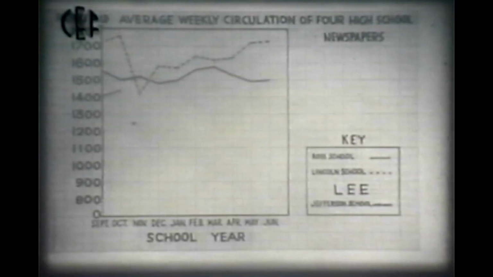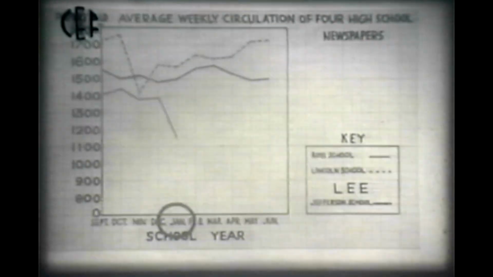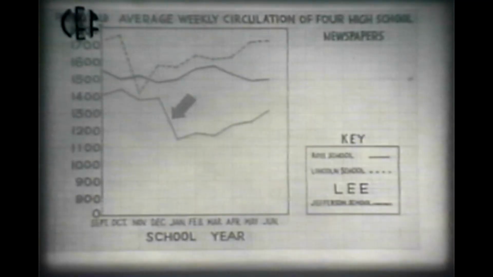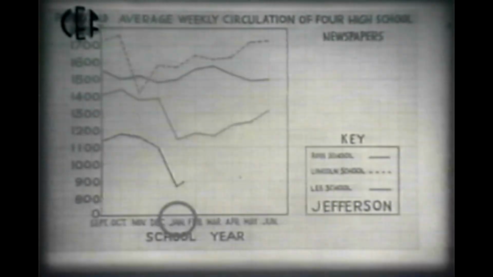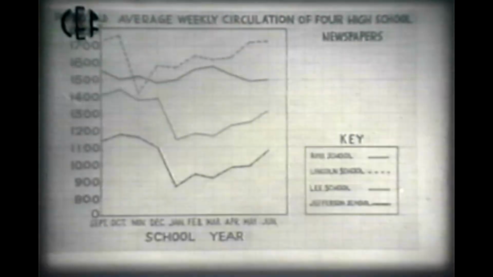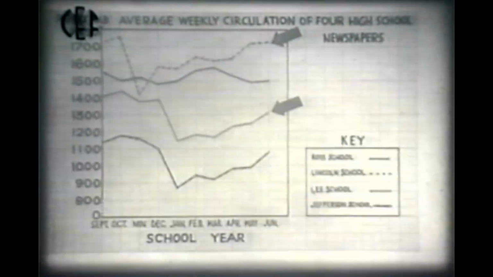Lee High School also increased the price of its paper. This was done in January. See the reaction on the graph? Circulation fell in January. In the same month, Jefferson School raised its price. Again, circulation fell. But the striking thing, the thing the graph showed us at once, was that in each case, circulation steadily recovered. This was the vivid picture the boys showed to me, and the next day to their editor.